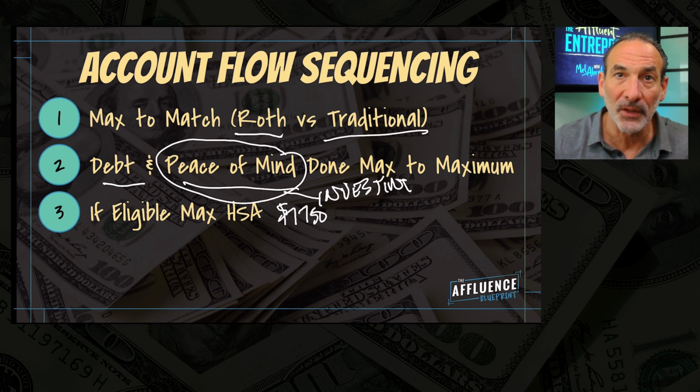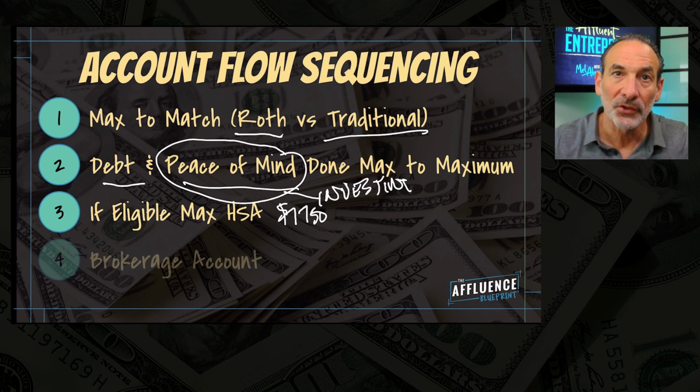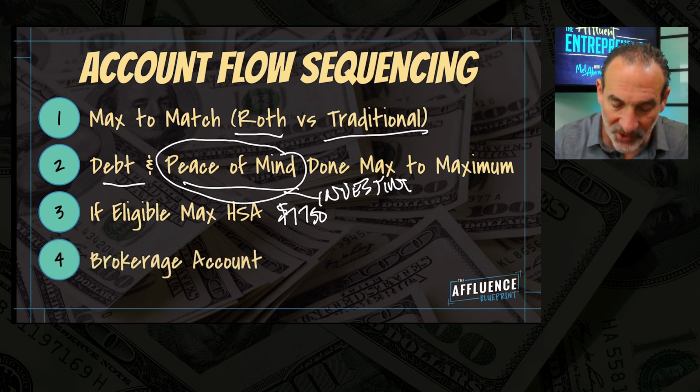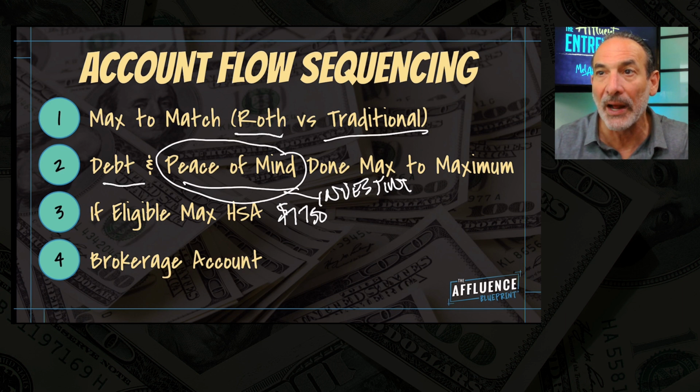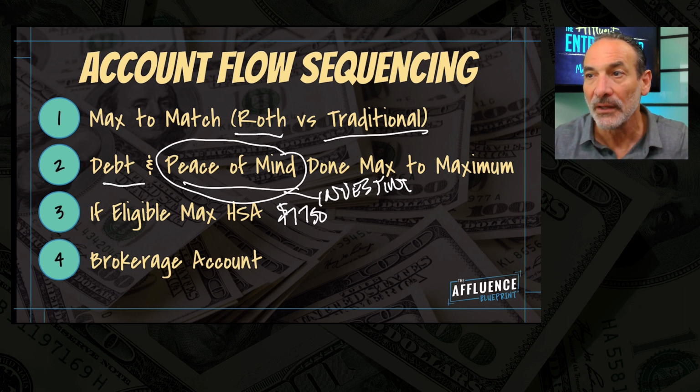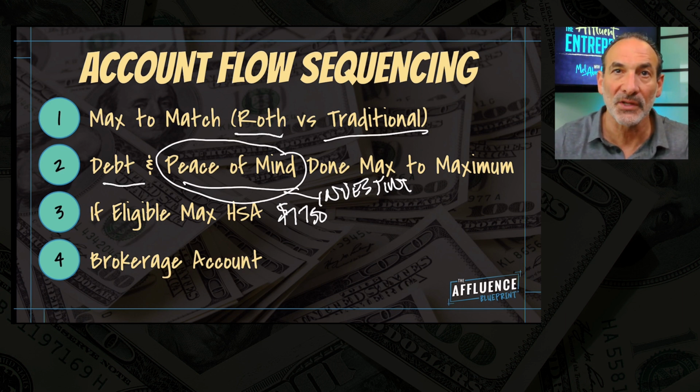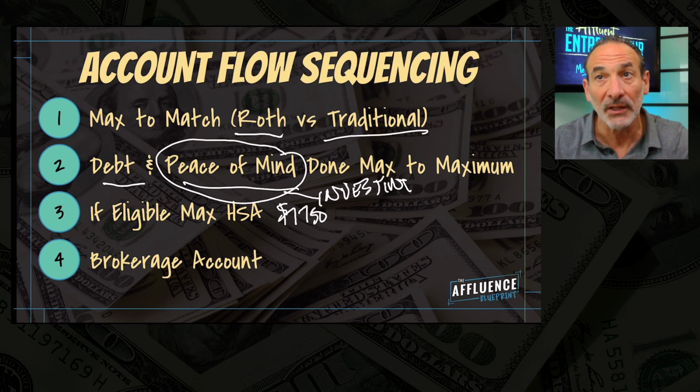And then number 4, if you have money left over that you're trying to fund or trying to get to that 25%, then you're going to put it into the brokerage account. So this is the pecking order, the order that I would do this in to make that happen. All right. So this is the account flow sequencing. This is the way we do it. It's the way I do it with my clients, and make it happen from there.